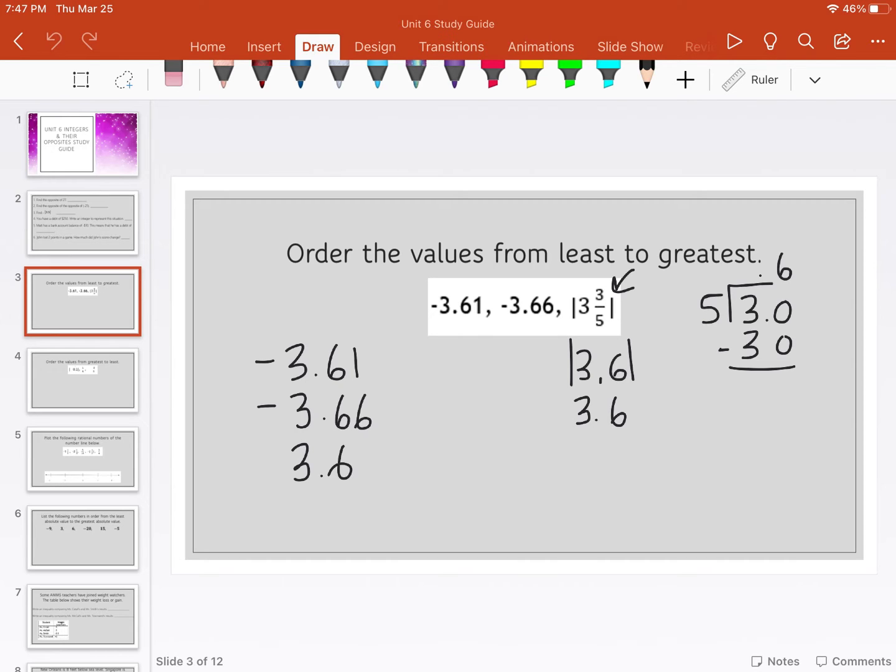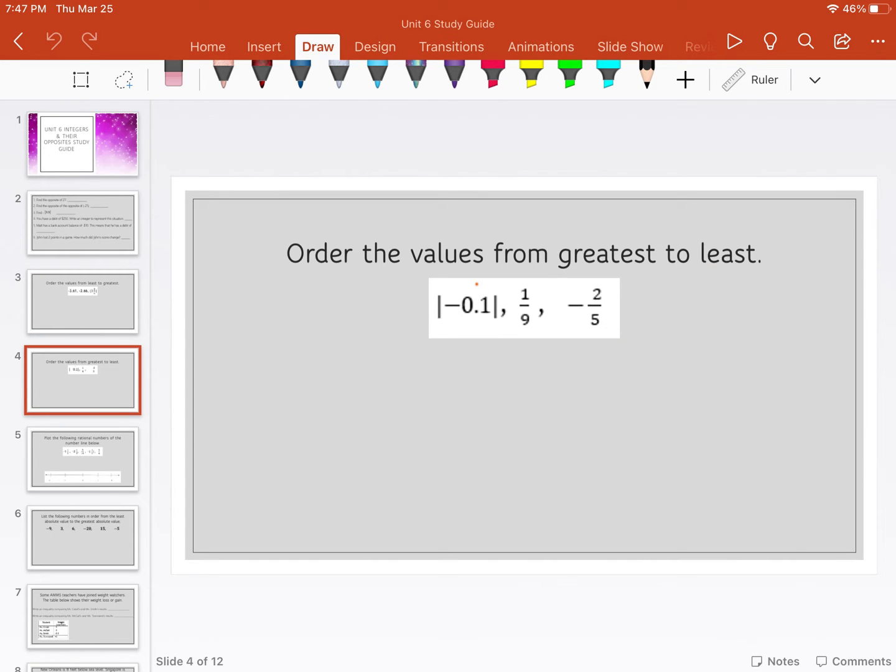So when we compare here, remember we want the same amount of numbers behind the decimal place, so we're going to add a 0, and they want us to go from smallest to largest. So the smallest number here, it's definitely going to be the negatives. It's going to be this one right here because, remember, when you're looking at negatives, the one that appears to be bigger actually has a smaller value. So negative 3.66 should be first. The next smallest one will be our next negative, so negative 3.61, which means our largest number is the last one here. And remember, we have to write it in the original format, which is the absolute value of 3 3/5.